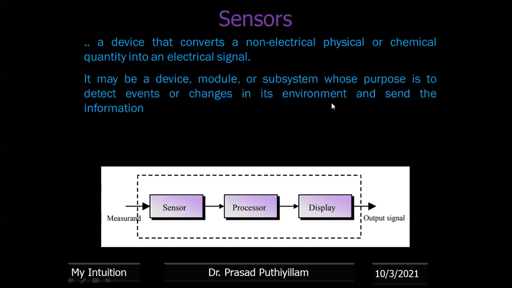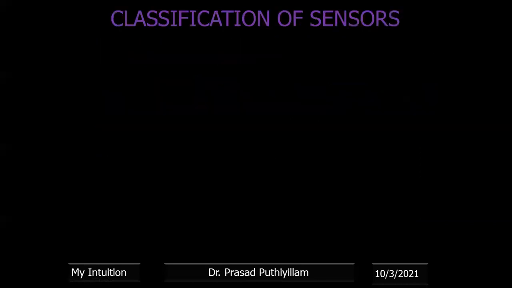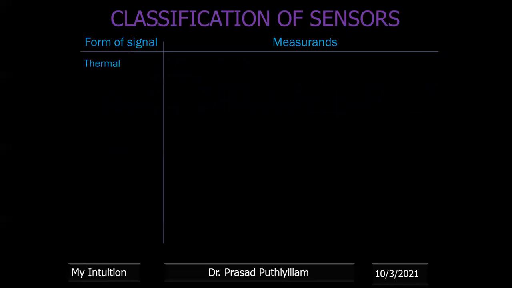It may be a device, a module or a subsystem whose purpose is to detect the changes or events which occur in the environment and send the information to other electronic devices. Mainly we use a computer processor to analyze it. It is always used along with other electronics; even something as simple as a light can be used to indicate it, or a computer can be used to analyze what type of measurement there is. Both qualitative detection as well as quantitative measurement are possible.